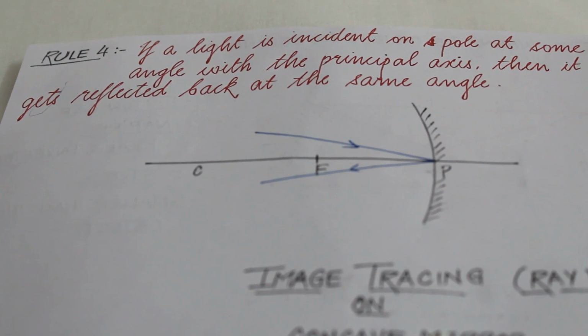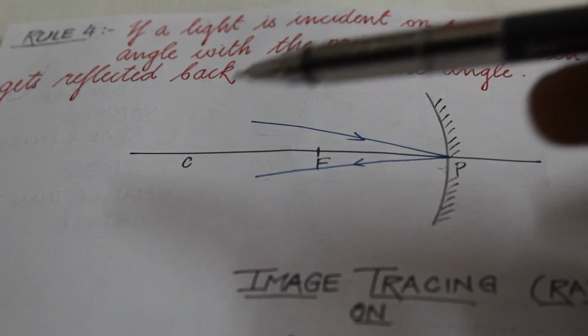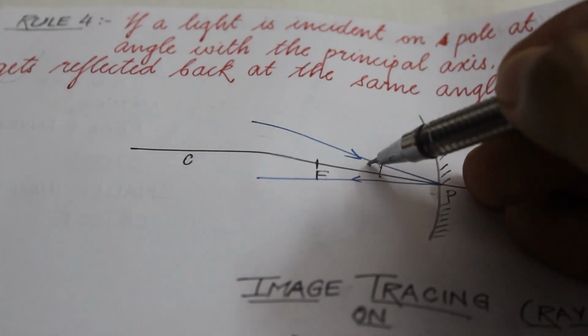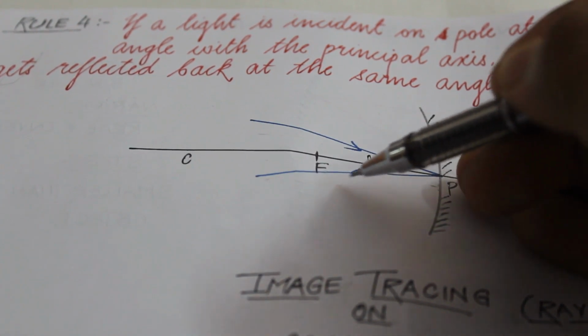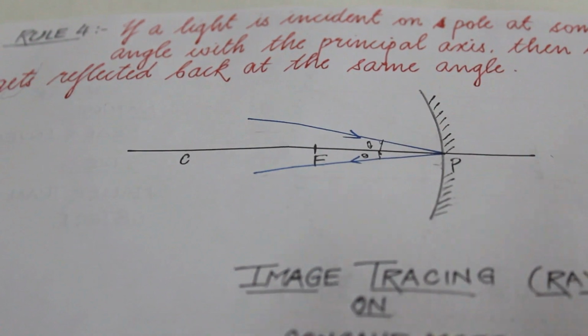The fourth rule is, if a light is incident on the pole at some angle with the principal axis, then it gets reflected back at the same angle. As you can see in the diagram, the incident ray is striking the pole at some angle. Let's say this angle is theta. Then as per the laws of reflection, it will get reflected back at the same angle theta.